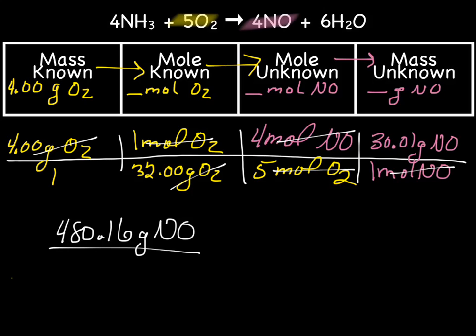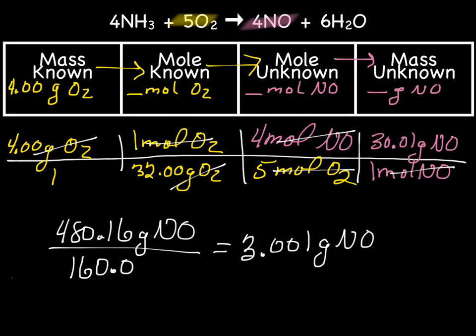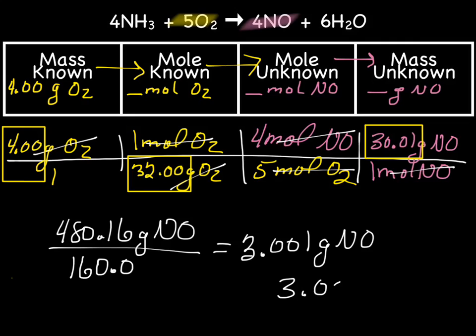And when I multiplied across the bottom, I got 160.0. And then we divide, giving us 3.001 grams NO. Sig figs, we have 3 sig figs, 4 sig figs, those don't count, 4 sig figs. So we're going to have 3 sig figs. So that means we can make 3.00 grams of NO when we start with 4 grams of O2.